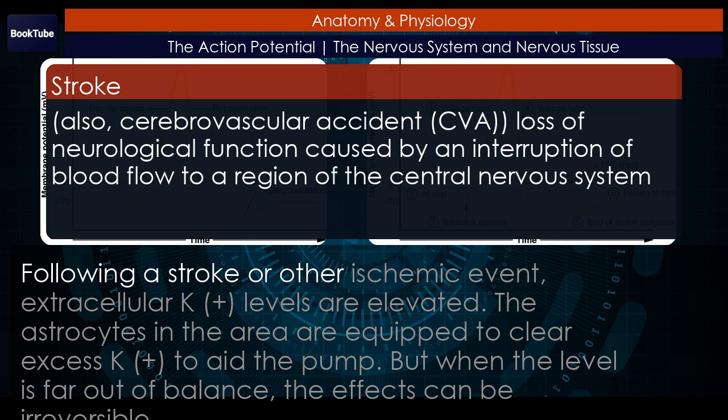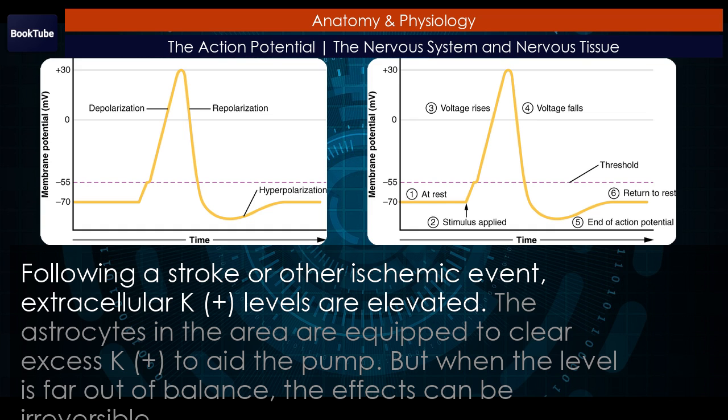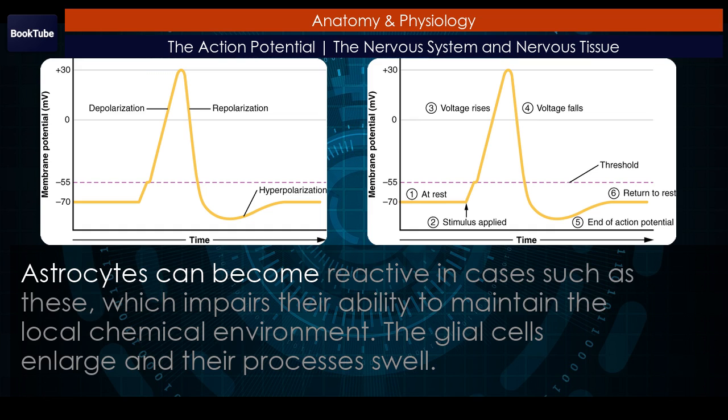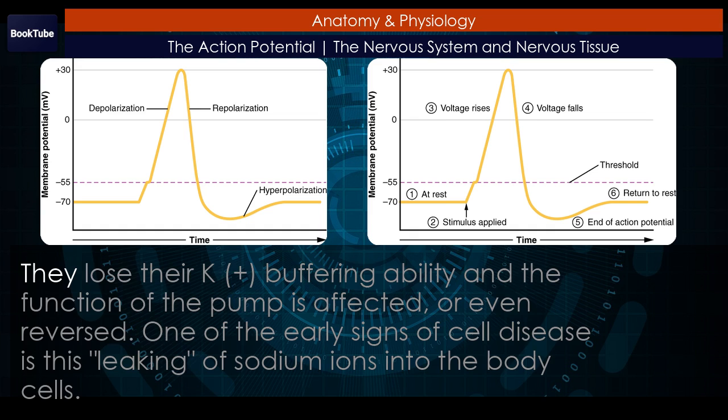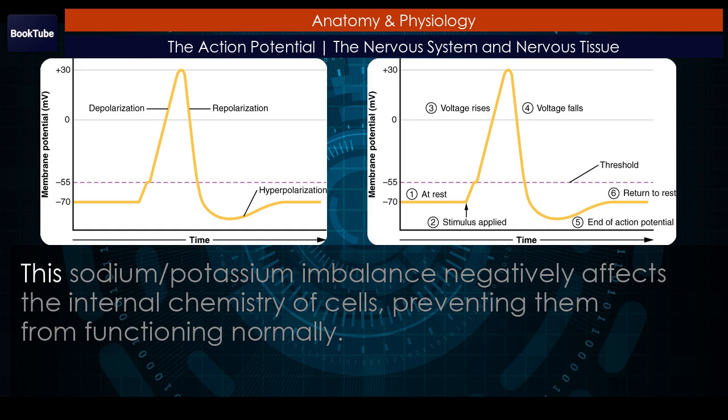Following a stroke or other ischemic event, extracellular K+ levels are elevated. The astrocytes in the area are equipped to clear excess K+ to aid the pump, but when the level is far out of balance, the effects can be irreversible. Astrocytes can become reactive in cases such as these, which impairs their ability to maintain the local chemical environment. The glial cells enlarge and their processes swell. They lose their K+ buffering ability and the function of the pump is affected, or even reversed. One of the early signs of cell disease is this leaking of sodium ions into the body cells. This sodium-potassium imbalance negatively affects the internal chemistry of cells, preventing them from functioning normally.